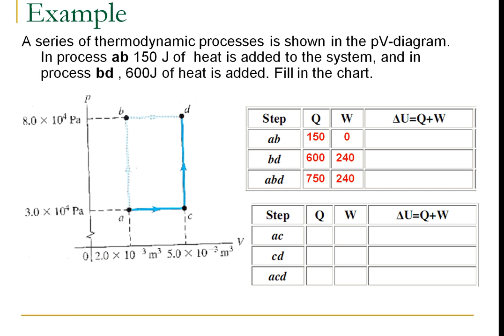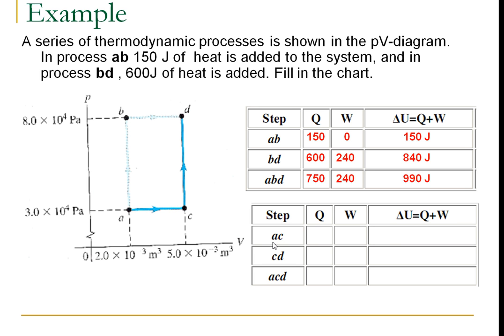Now let's find the change in internal energy. For A to B, the change in internal energy is Q plus W, or 150 joules. From B to D, it's 840 joules. And the total change in internal energy from A to B to D is 990 joules. Could have added here or here.